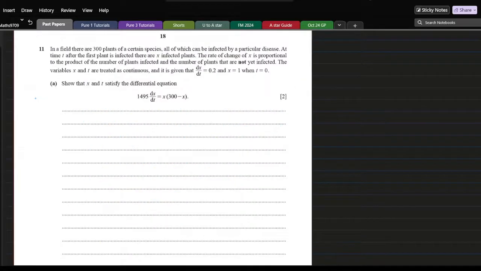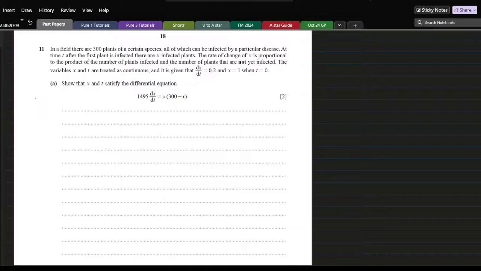Number 11. In a field there are 300 plants of a certain species, all of which are infected by a particular disease. At time t after the first plant is infected, there are x infected plants. The rate of change of x is proportional to the product of the number of plants infected and the number of plants that are not yet infected. The variables x and t are treated as continuous, and it is given that dx/dt is equal to 0.2 and x is equal to 1 when t is 0.